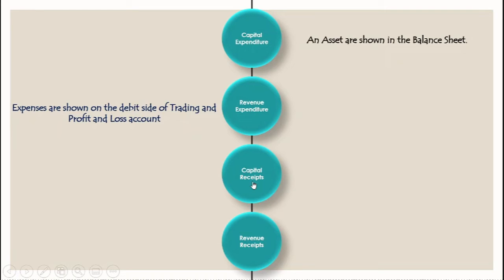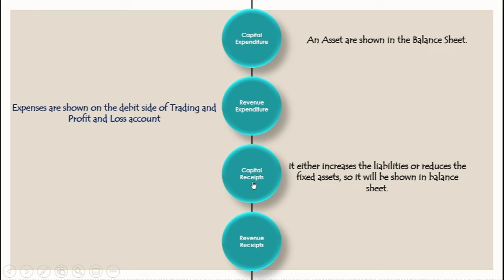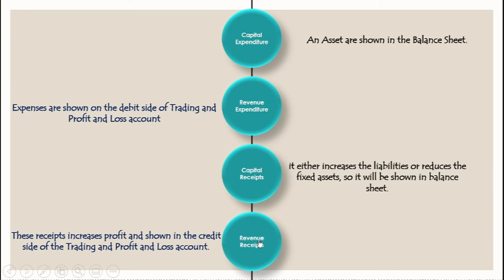And coming to the capital receipt, which is not recurring in nature, these are shown as a liability because it affects only the liability and the fixed assets. Liability increases or the fixed asset reduces, so it is shown in the balance sheet. And revenue receipt has a direct impact on the profit and loss, so it is shown in the income statement, or we can say the trading profit and loss account. Okay, so these are the ones: capital expenditure, revenue expenditure, capital receipts, revenue receipts. So the distinction of these items, capital and revenue, should be very much clear to you.